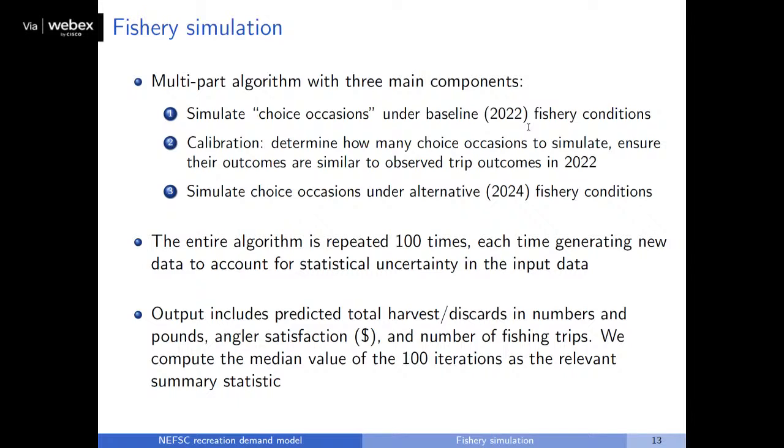I'm not going to go into the data sources now, but I have included a brief description of the data sources at the back of this presentation in the backup slides for anyone that's interested. The output of the model includes predicted total harvest and discards in numbers and in pounds, angler satisfaction in dollar values, and projections of the number of fishing trips, or overall demand. And we compute the median value of the 100 iterations as the relevant summary statistic.